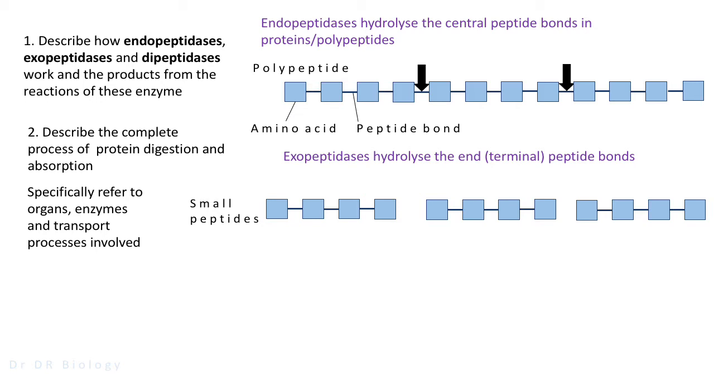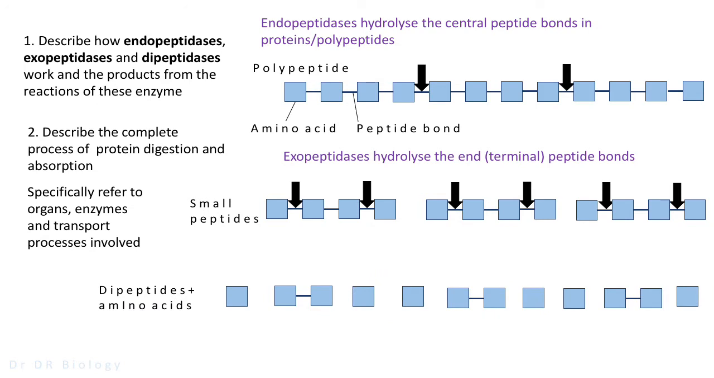And so your answer for exopeptidases should be this. So exopeptidases work on the end or terminal peptide bonds, as they're known. So in this diagram, they're going to be working on those end peptide bonds in those smaller peptides. And so what's produced? Amino acids, but also some dipeptides as well.